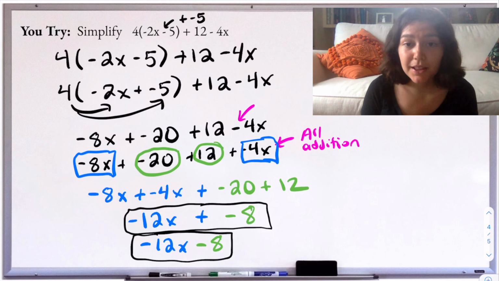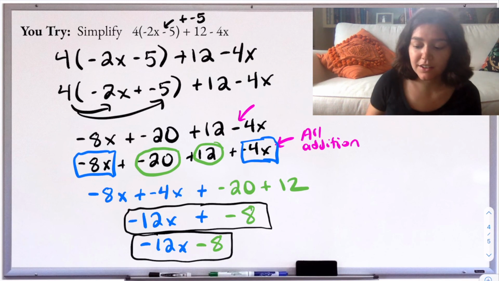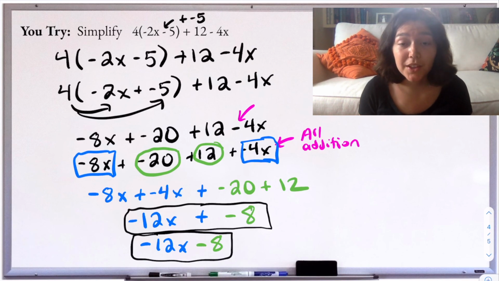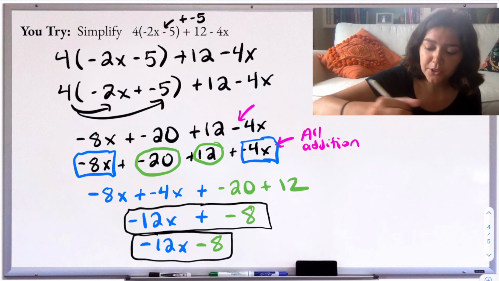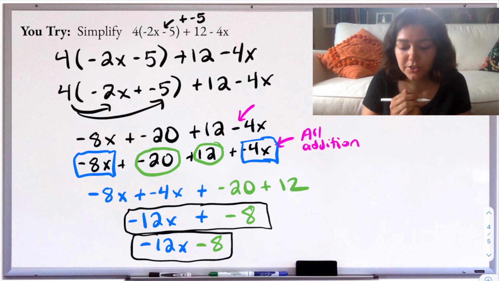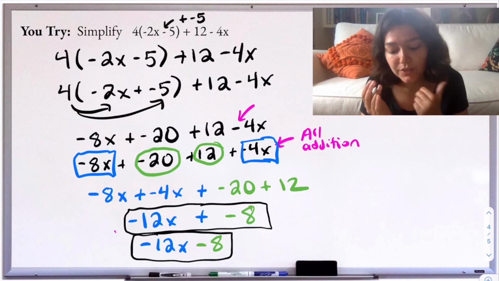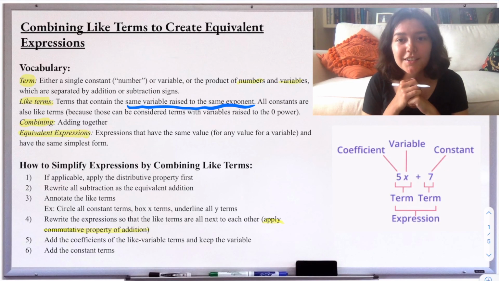Okay, I annotate my like terms. -8x and -4x are like terms because they both have the variable x raised to no power or the power of 1. And then I have my constant terms, -20 and positive 12. Okay, I use the commutative property to write those next to each other. Then I do the correct addition, and I get -12x plus -8. Awesome. Great job, everyone.